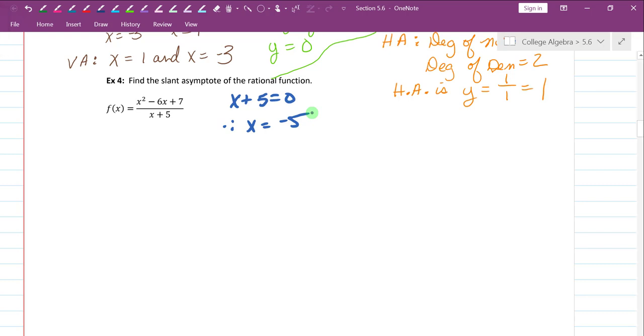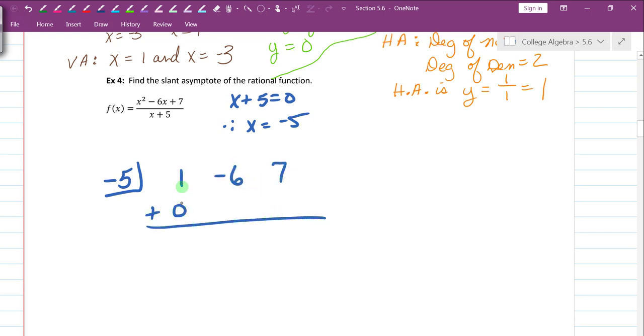Okay. So I have negative 5. I'm going to pull off my coefficients. It's 1, negative 6, 7. Put my placeholder. I'm adding, going straight down. 1 plus 0 is 1. 1 times negative 5 is negative 5. Negative 6 plus negative 5 is negative 11. Negative 11 times negative 5 is a positive 55. 55 plus 7 is 62.